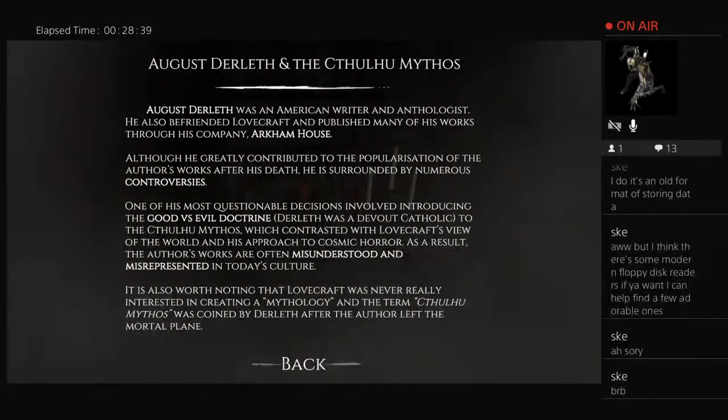August Derleth and the Cthulhu mythos. August Derleth was an American writer and anthologist. He also befriended Lovecraft and published many of his works through his company, Arkham House. Although he greatly contributed to the popularization of the author's work after his death, he is surrounded by numerous controversies. One of his most questionable decisions involved introducing the good versus evil doctrine. Derleth was a devout Catholic and brought this to the Cthulhu mythos, which contrasted with Lovecraft's views of the world and his approach to cosmic horror. As a result, the author's works are often misunderstood and misinterpreted in today's culture. It is also worth noting that Lovecraft was never really interested in creating a mythology, and the term Cthulhu mythos was coined by Derleth after the author left the mortal plane.